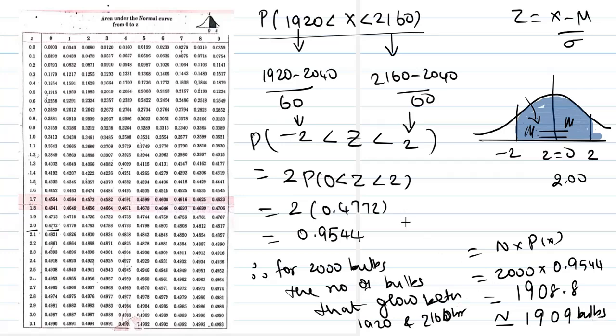So when you have been given a capital N, make sure that the probability which you get at last has to be multiplied with the capital N. So that will complete the problem entirely for the number of bulbs.